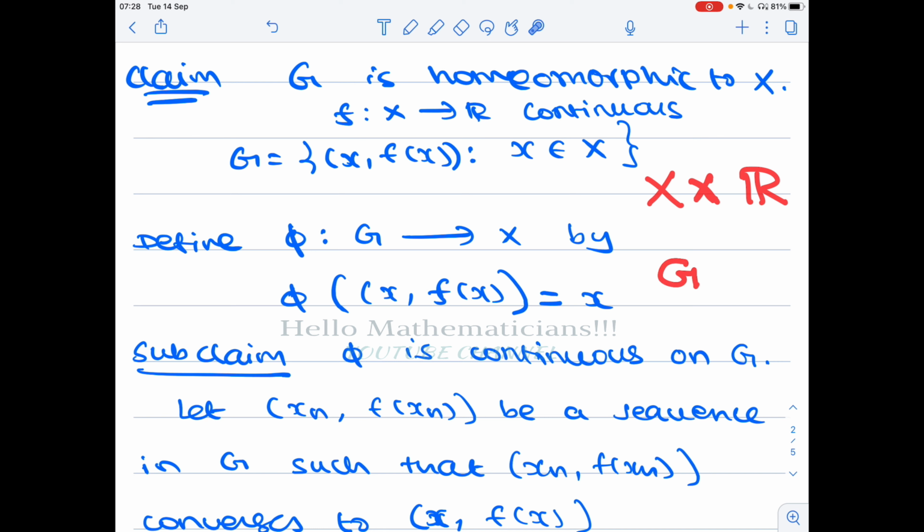Now G is a subset of X cross R. So we have to visualize G with respect to the product topology only. Now G has the product topology. Whenever you have a product topology, the projections are continuous. Therefore this is a projection onto the first coordinate. Therefore, our function phi will be continuous.